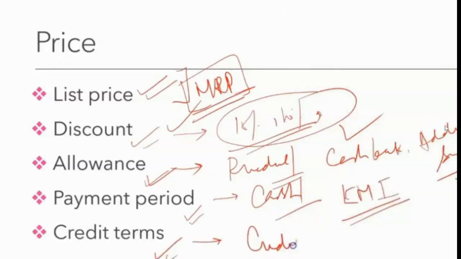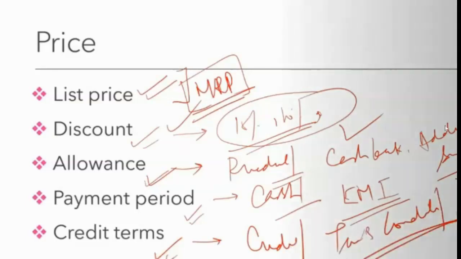So if you're taking a credit, it may be 0% EMI, it could be 2 to 3% of the price they are charging. There could be a processing fee for that. So they will charge something. There might be a charge, there might not be a charge. So these are the things which are included with the price: list price, discount, allowance, payment period, and credit terms.